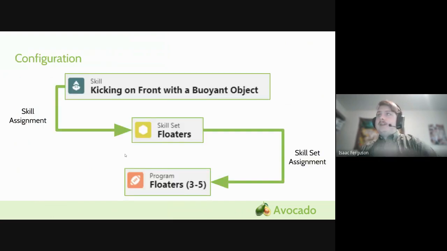And I'll just briefly touch on how these skills are configured in Avocado, and Rachel will be hopping on to give us an example a little bit later. But for now, it starts with a skill. So again, here's kicking on front with a buoyant object. We assign that skill through skill assignments to a skill set. This one is called floaters. And with a skill set assignment, we actually attach that to a program. So it ultimately functions pretty similarly to prompt groups. And again, we'll dive in during our demo session.